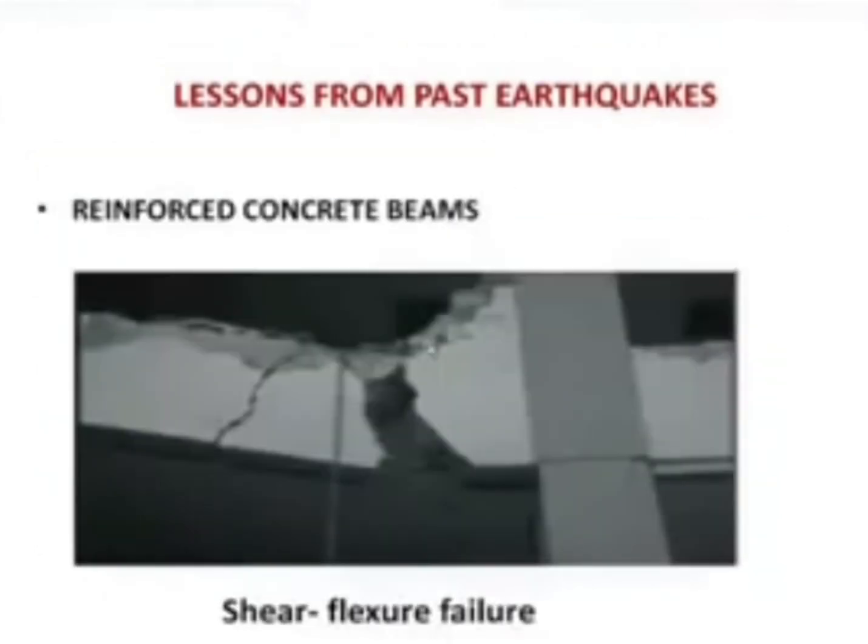Now you see, this is shear flexure failure. That means there is a problem of shear. Let's suppose adequate stirrups are not there, but at the same time there are no sufficient longitudinal bars. Then also this is possible. Then it is a shear flexure failure.